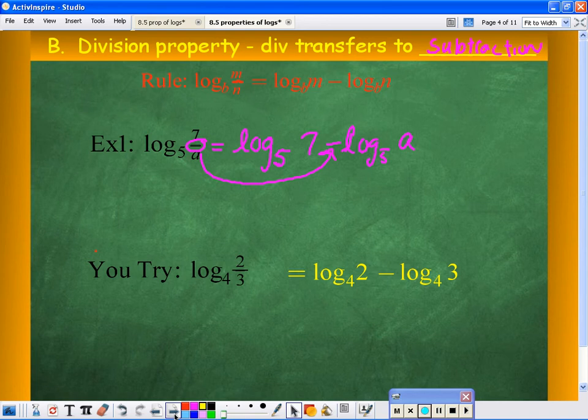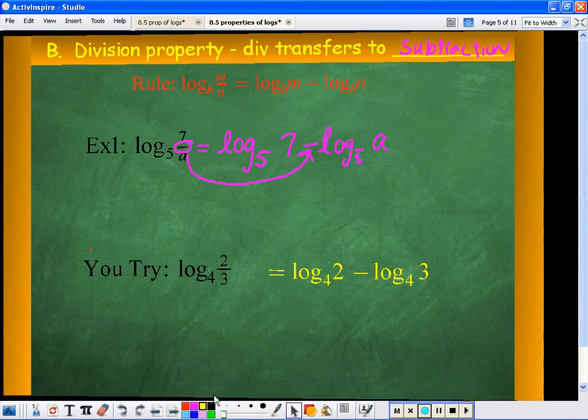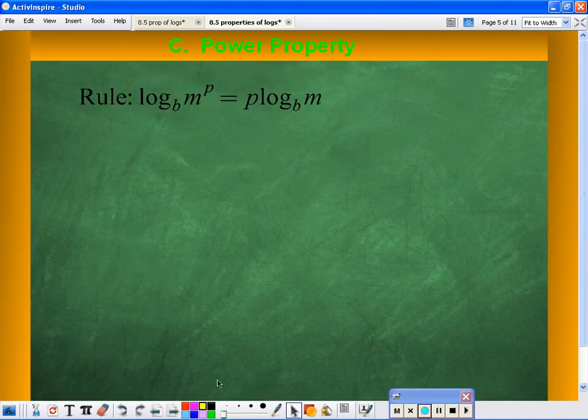Moving on, we're going to go to the power rule. Power property is a real easy one for us to get a handle on because all you simply have to do is, when you have this log base b of m to the p power, take that p and move it to the front of the log. That's all there is to the power property. So you can see here that I moved the p to the front of the log.